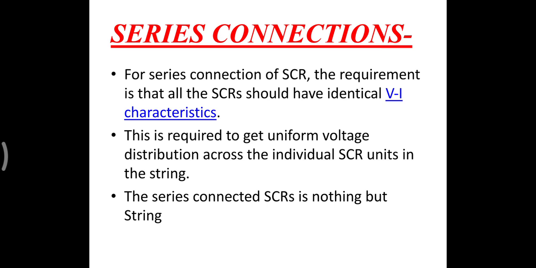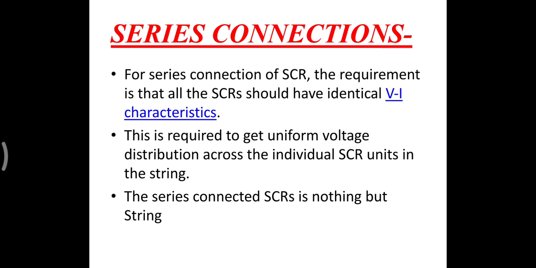Suppose we have two SCRs connected in series. What requirements are needed to connect two SCRs in series? All the SCRs we connect in series should have identical VI characteristics. Why? Because we need identical characteristics for uniform voltage distribution across each SCR.